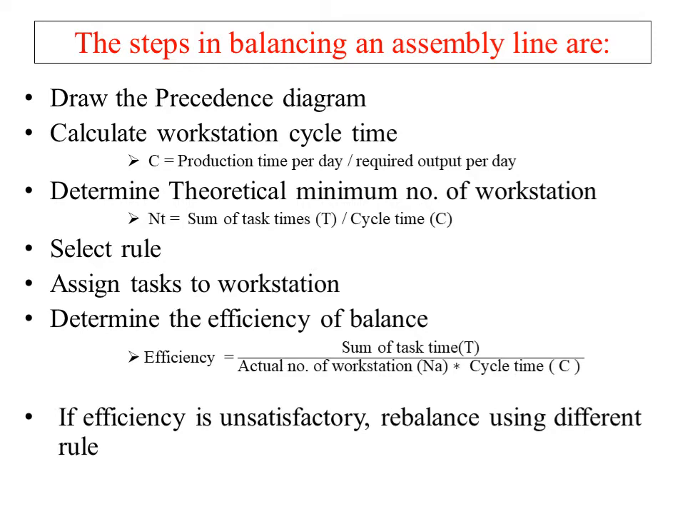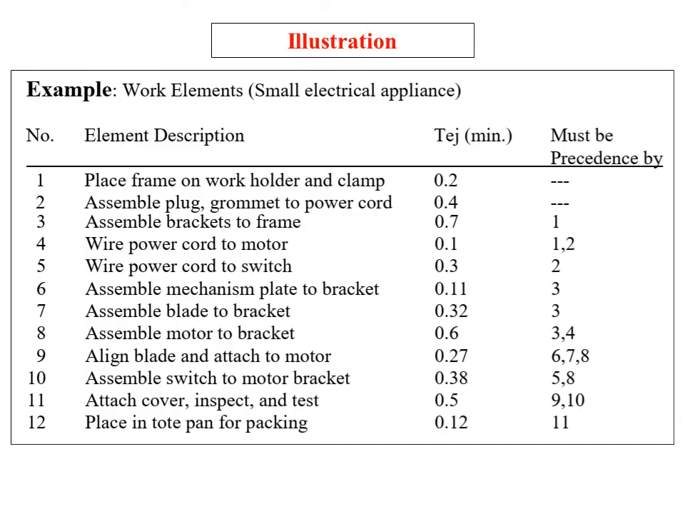Then you have to assign the tasks to the workstations. Then you have to determine the efficiency of the balance. Efficiency is equal to the sum of task times T upon the actual number of workstations multiplied by the cycle time C. After the efficiency calculation, if the efficiency is found to be unsatisfactory, you have to rebalance using a different rule. So select the rule, assign the workstations again, determine the efficiency, and see whether the efficiency is satisfactory or not.